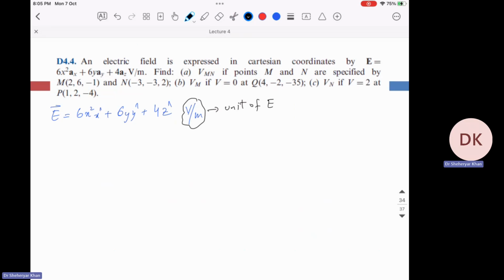You can also understand the quantity by looking at the unit. The unit of E is volt per meter. So find Vmn. That means that, of course, these lines are not straight because it depends on the E, right? So there is one point M and there is another point N. Find out the voltage Vmn.